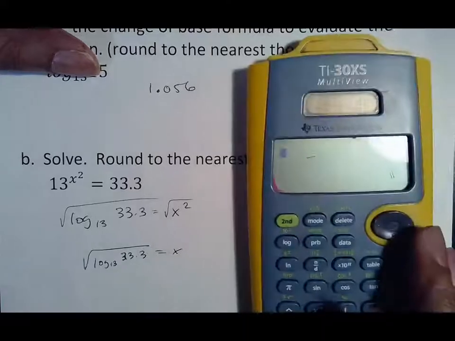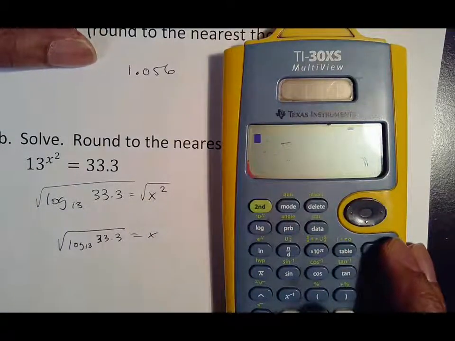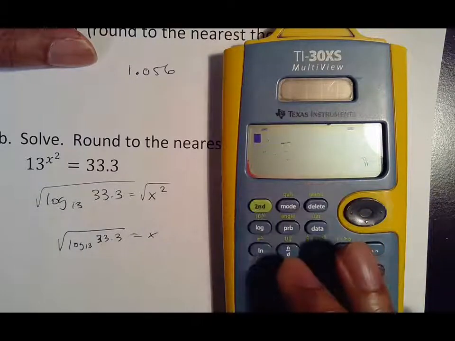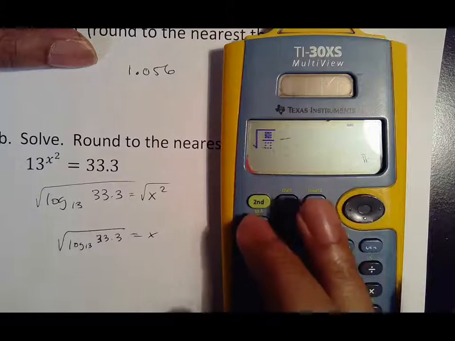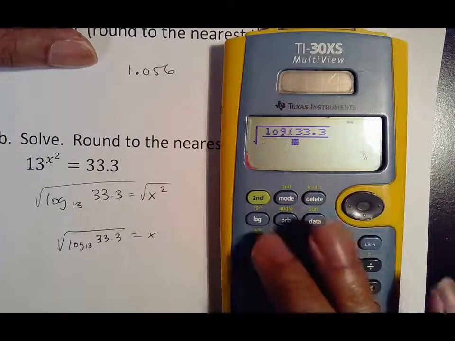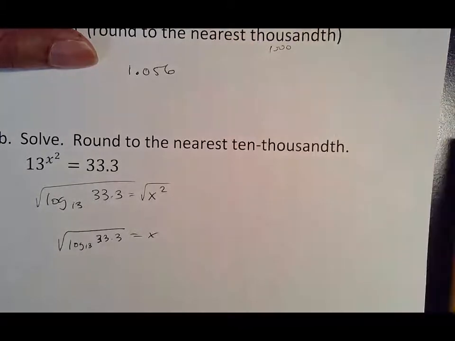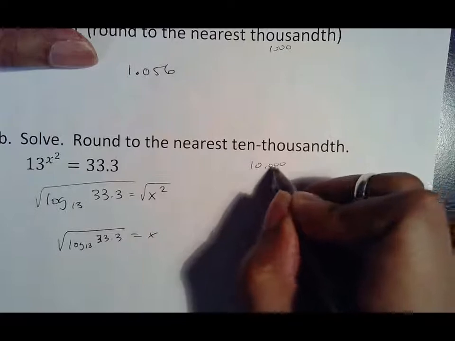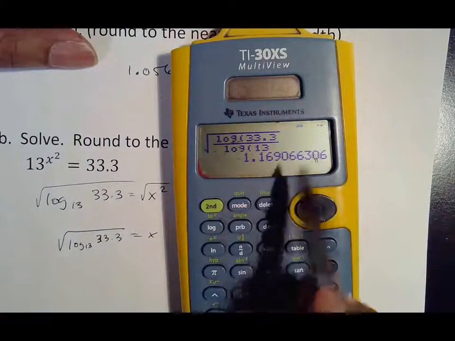equals x. That way I get the answer, because if you have a decent calculator, which I think even the one online is solid, you should be able to type in the square root of a fraction, which is log 33.3 over log 13. 10,000th. The number 10,000 has 4 zeros, so therefore we want 4 digits. 1691.